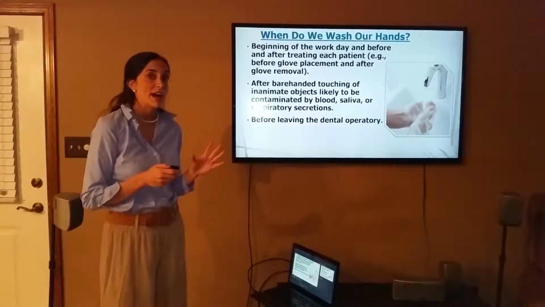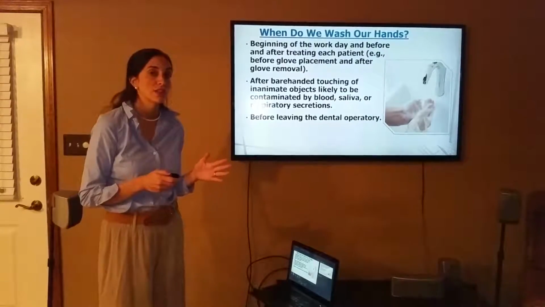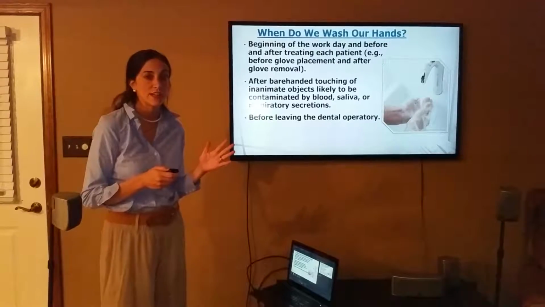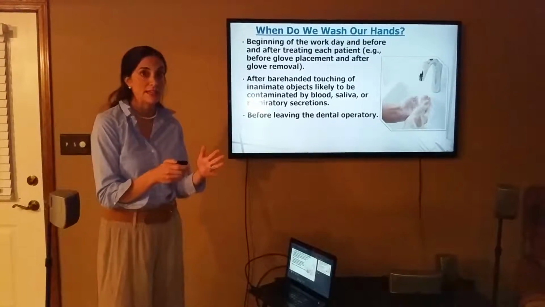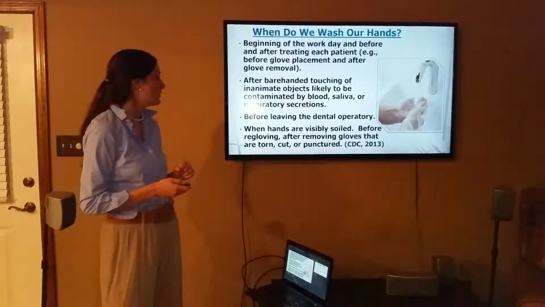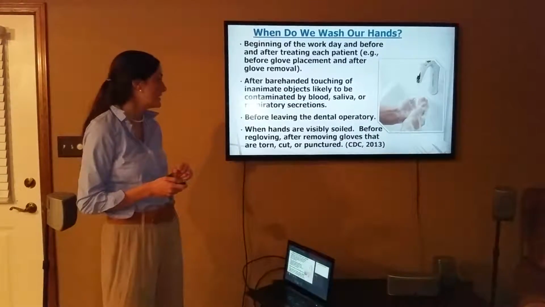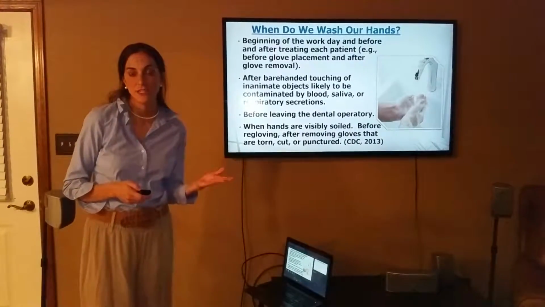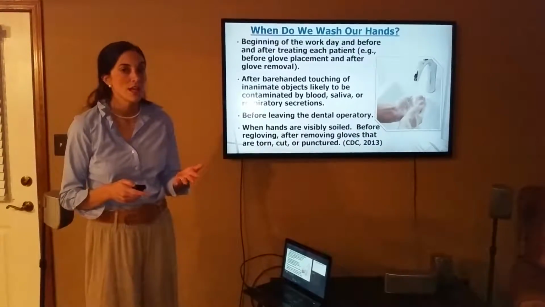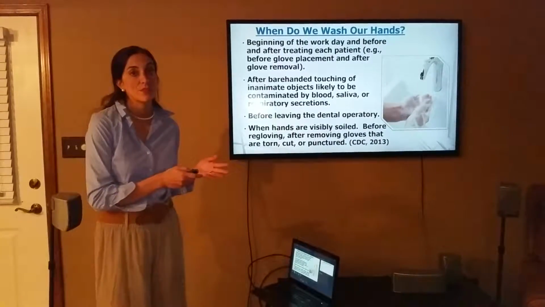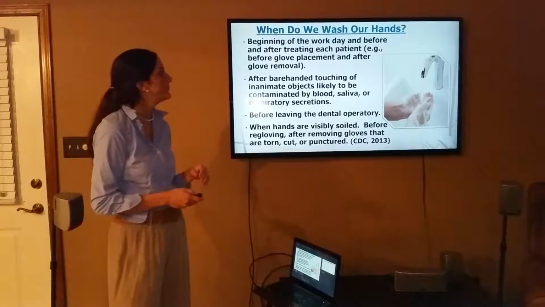So you've got to be mindful of what you are touching with your gloves on. You want to think of your gloves as soiled or dirty. That way you keep it contained in your operatory. When hands are visibly soiled, before regloving, after removing gloves that are torn, cut, or punctured. Obviously, if you're working on a patient and your glove has a hole in it, you want to immediately take your gloves off, rewash your hands, dry them thoroughly, and reglove.